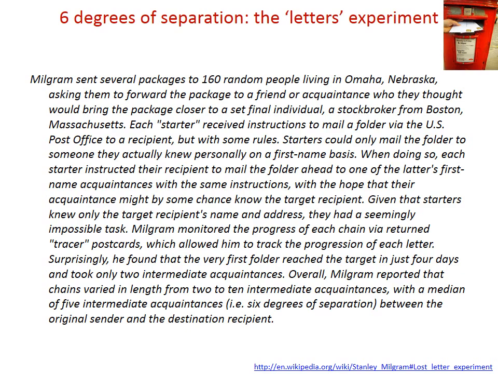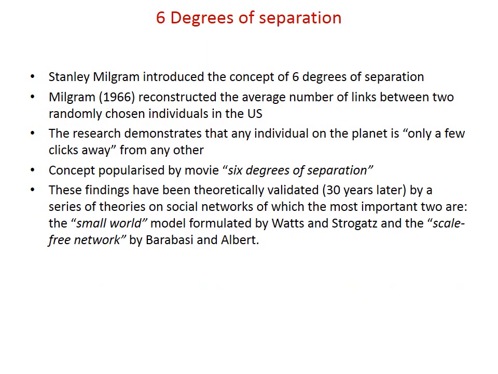The rule was that if you received a letter, you should send it to somebody who was likely to know the final person. A certain number of letters arrived, and the average distance was about 6. The experiment has been repeated later on with the internet, and more or less they found similar results. About 5-6 degrees characterize the distance between any two individuals on planet Earth, irrespective of the type of network they belong to.